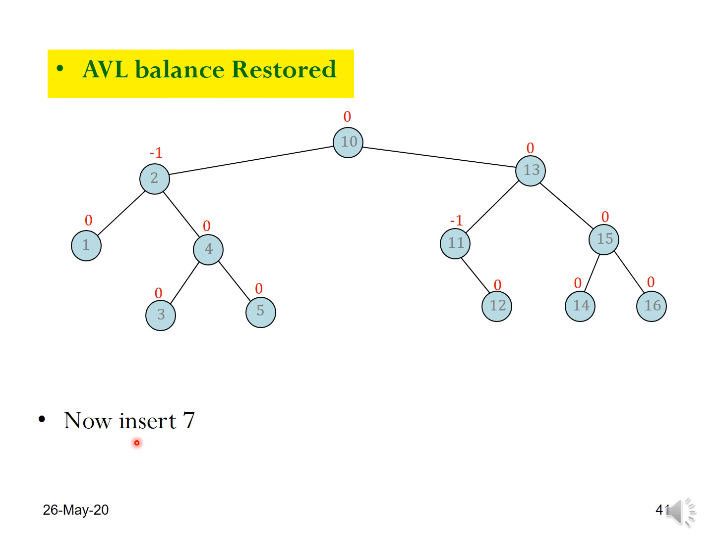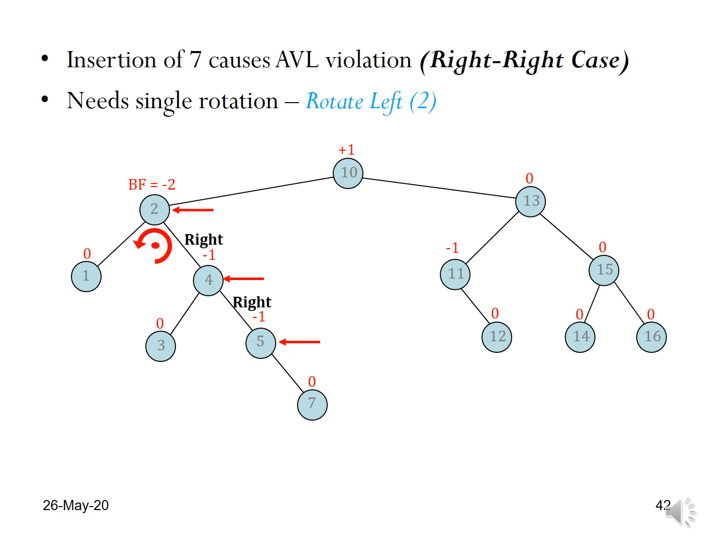Now we will insert 7. Because 7 is greater than 5, it will come here. After inserting, we will again calculate the balance factor of all the nodes. Insertion of this 7 causes the AVL violation, and this is the right case, so it needs a single rotation. We will rotate this 2 to the left.